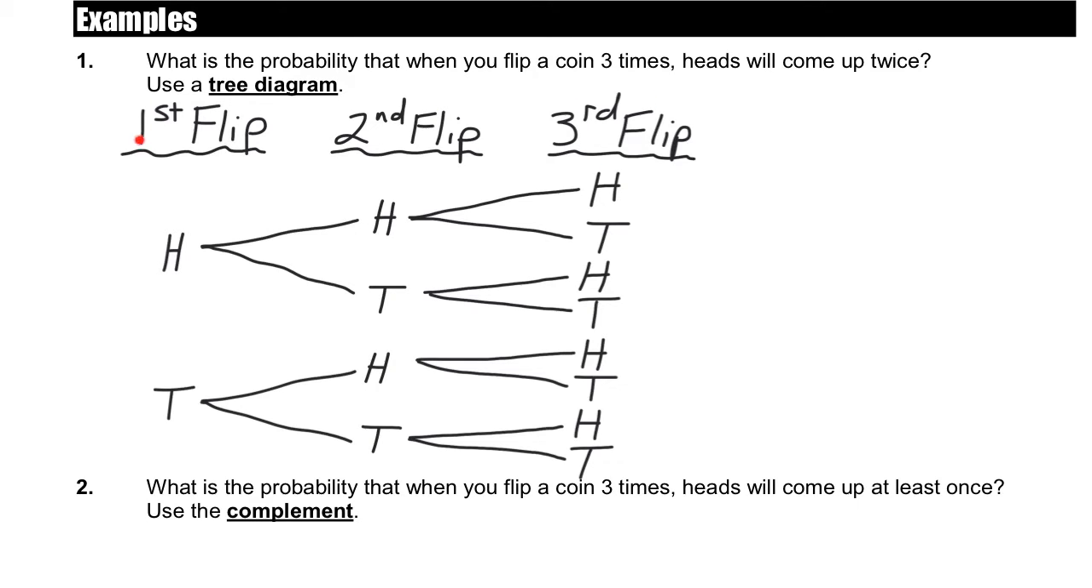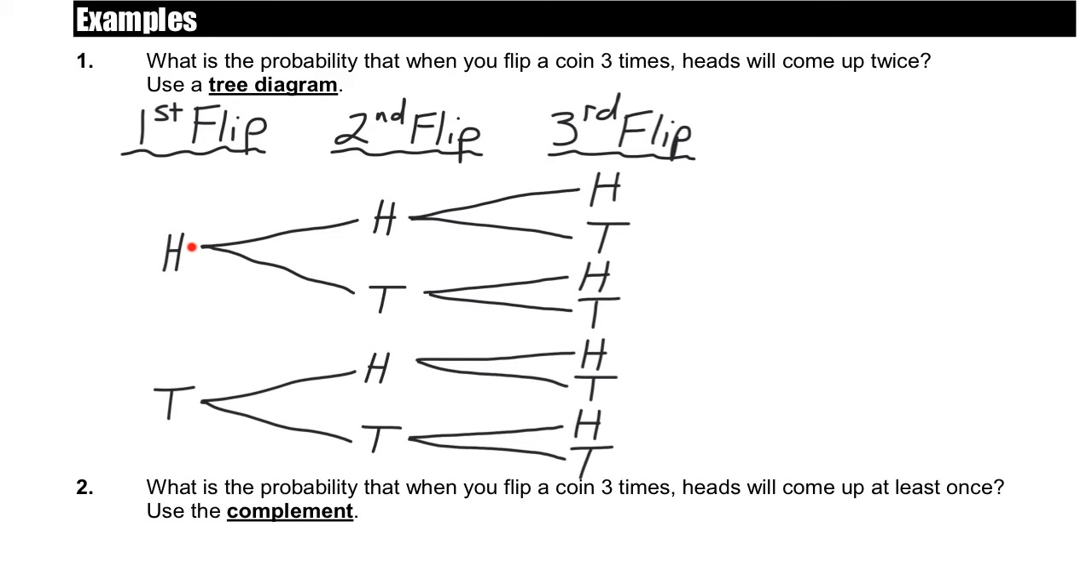So on the first flip of the coin, there's 2 possible outcomes. I could flip heads or tails. So let's say I flipped heads the first time. When I flip the coin this next time, I could either flip heads or tails. Let's say that I flipped heads first, then I flipped heads again. Well, the third flip could either be heads or tails.